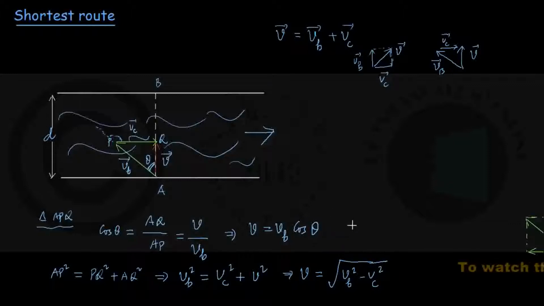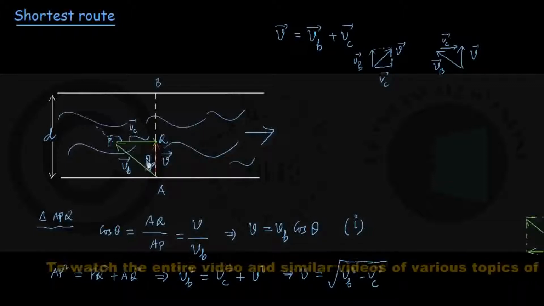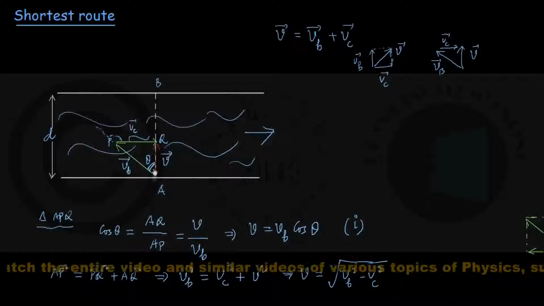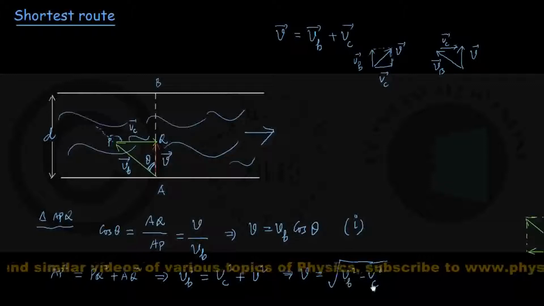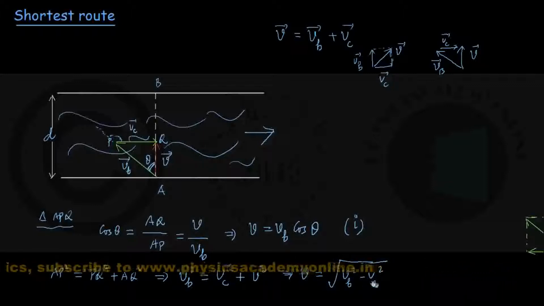First of all, I could express the resultant velocity's magnitude to be the boat's velocity or speed multiplied by cosine of the angle theta made by the boatman with the line AB in the upstream direction. Alternately, if I had the values of VB and VC, the magnitudes of the boat's original velocity and the river current velocity, then I could express V also as square root of VB square minus VC square. Both forms will be helpful in doing problems.